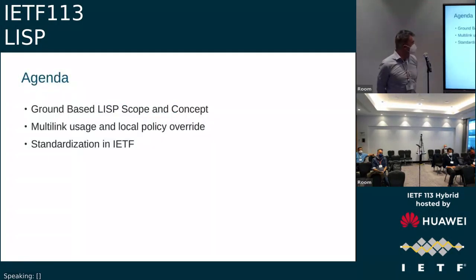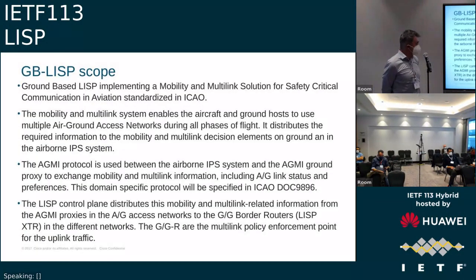So next slide, please. To structure this, I want to give you an overview about the LISP scope in this specific solution and the concept, and how we are using LISP to provide multi-link usage and the local policy overwriting if you have multiple routing links to the aircraft. And I want to conclude with some standardization requests for this IETF group. Next slide, please. So the ground-based LISP scope: we are mainly working here for safety-critical communication in aviation, and the ground-based LISP solution is implementing one mobility and multi-link solution for this safety-critical aviation communication, and we're mainly standardizing this in ICAO.